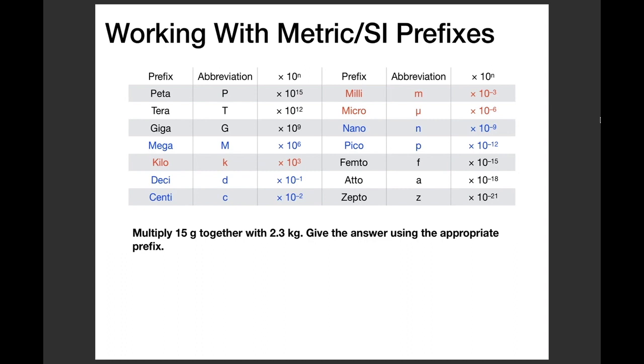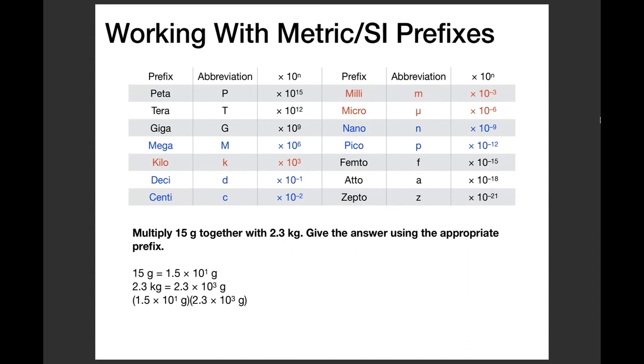We're now going to work through a problem where we have to go between scientific notation and these metric prefixes. What we're going to do is multiply 15 grams together with 2.3 kilograms. We're then going to give an answer in the nearest appropriate metric prefix. The first thing we would do is convert 15 grams into 1.5 times 10 to the 1 grams. This brings 15 grams into scientific notation. We would then convert 2.3 kilograms into 2.3 times 10 to the 3 grams.